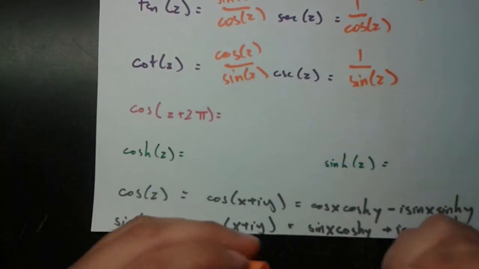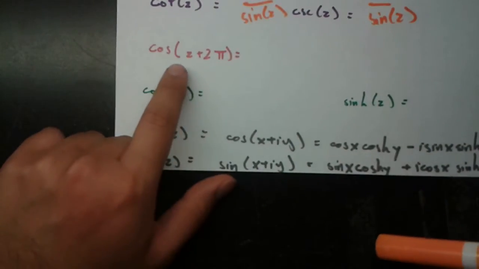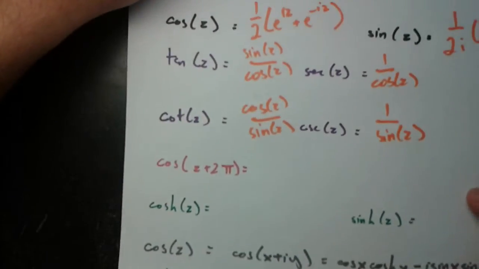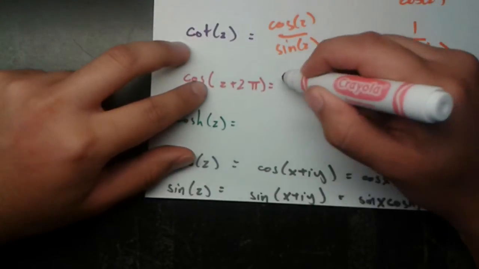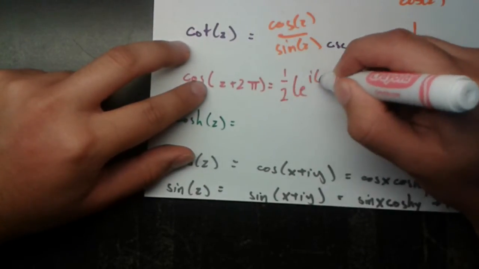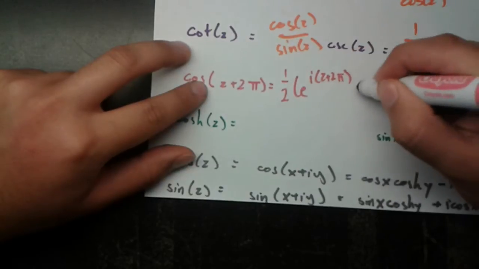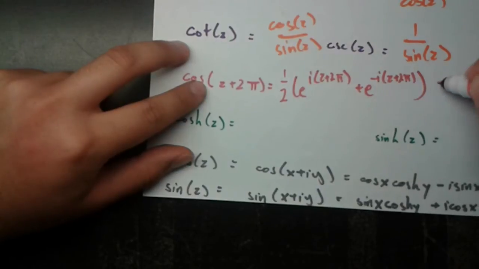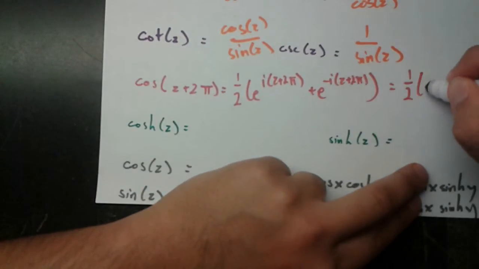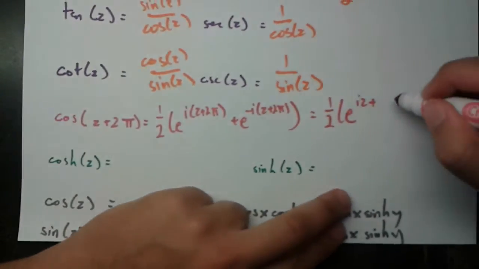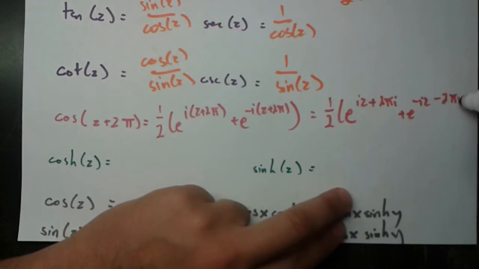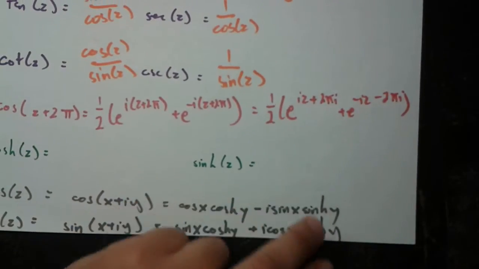Something else we should note is something interesting about cosine of z plus 2 pi. So let's work it out and see what happens, using the definition that we have right here. Cosine of z plus 2 pi is going to be 1/2 (e^(i(z+2pi)) + e^(-i(z+2pi))). Now we're going to expand this out. We get 1/2 (e^(iz+2pi i) + e^(-iz-2pi i)). Now this looks a little bit nasty, but we're just going to keep simplifying.